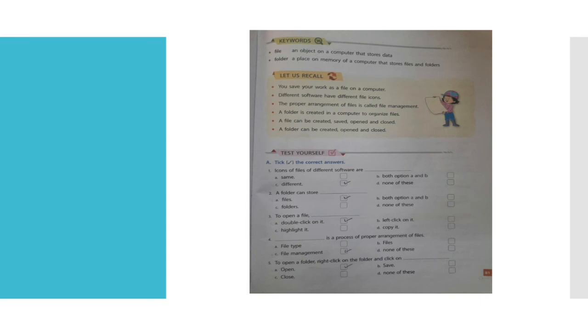Fourth one: the process of proper arrangement of files is file management, answer C. Fifth one: to open a folder, right click on the folder and click on Open. Fifth one is A. First one is C, second one is A, third one is A, fourth one is C, but the fifth one is A. Now we will go to B.